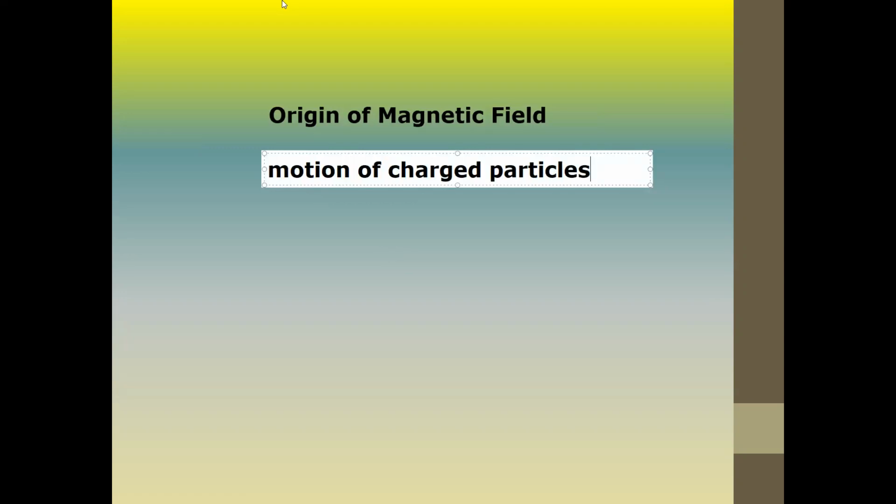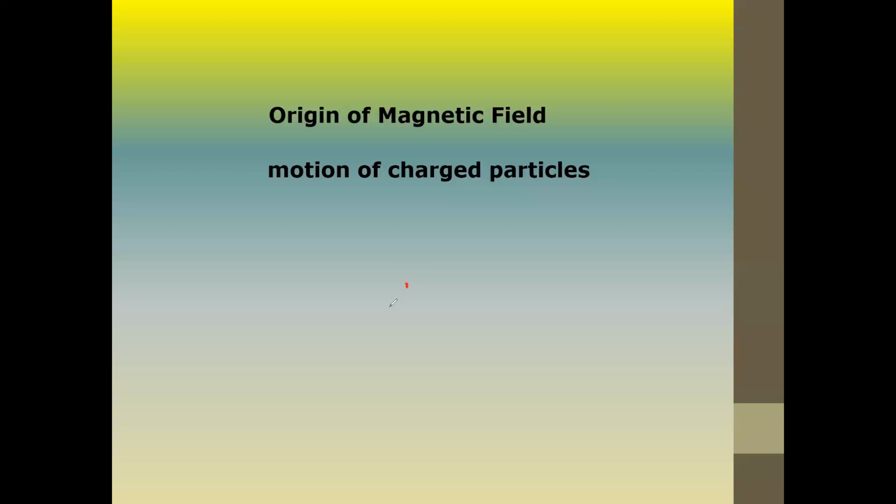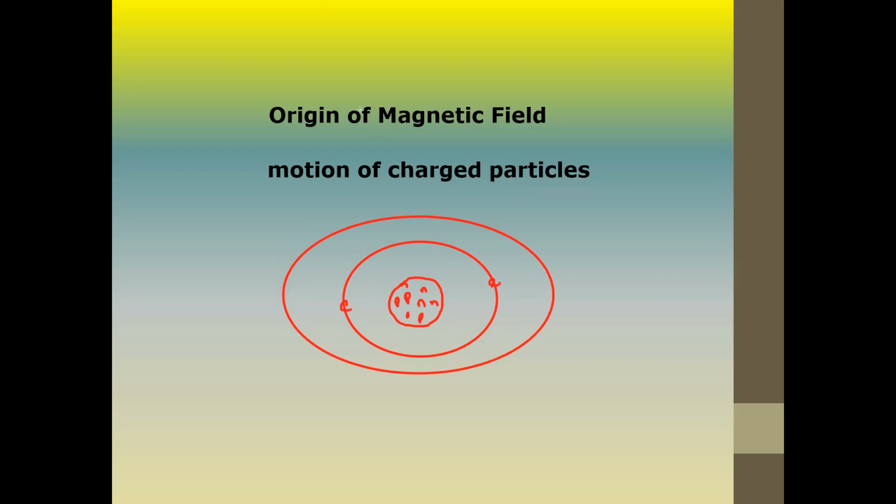So as we know, the nucleus of an atom consists of neutrons and protons. Neutrons are neutral, protons are the charged particles, and around the nucleus, electrons are there. Electrons are revolving around the nucleus. Now, because electrons are charged particles, protons are charged particles, and they are also moving.